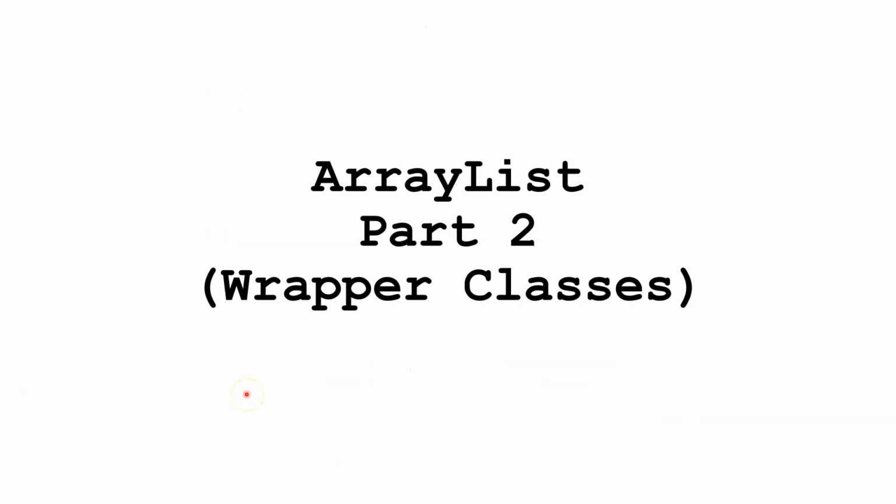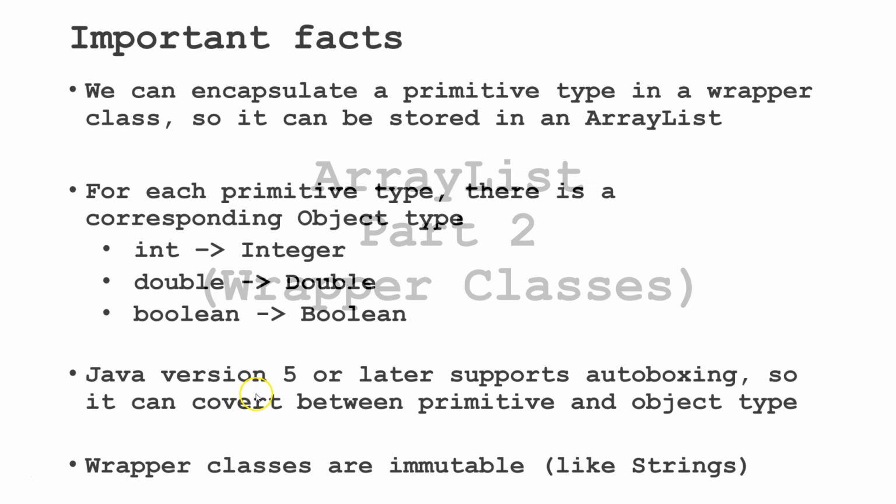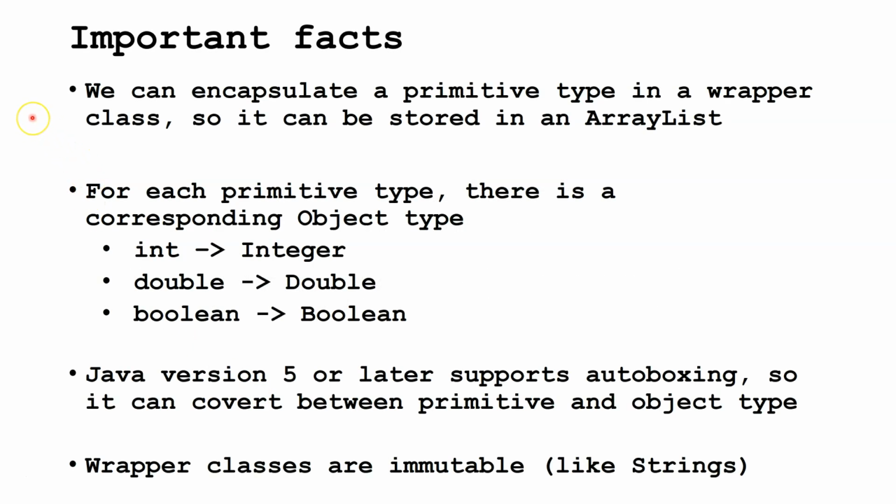In this Java tutorial, we are going to continue learning about ArrayLists. Specifically, we are going to learn how to use wrapper classes so primitive data types can be stored inside ArrayLists. Some important facts. We can encapsulate a primitive data type in a wrapper class so that object can be stored inside an ArrayList.